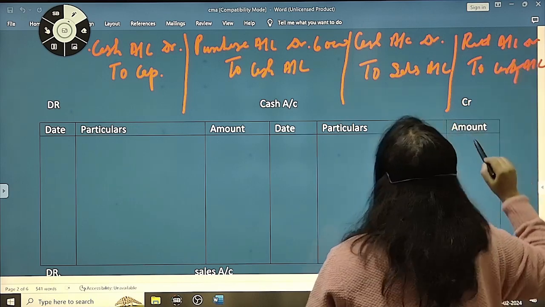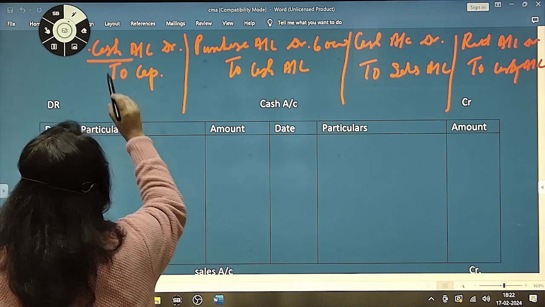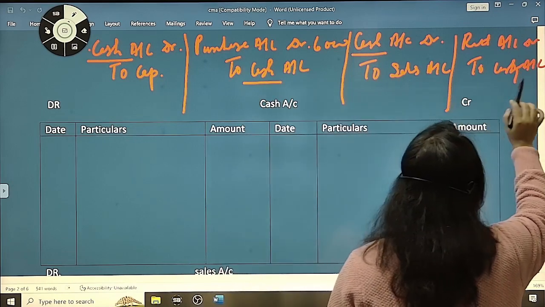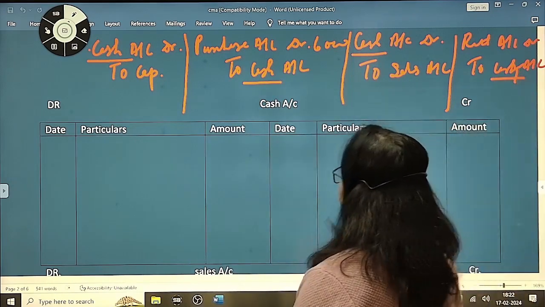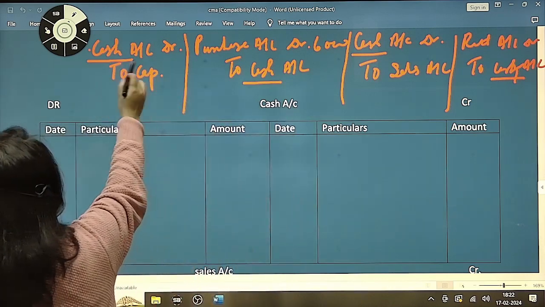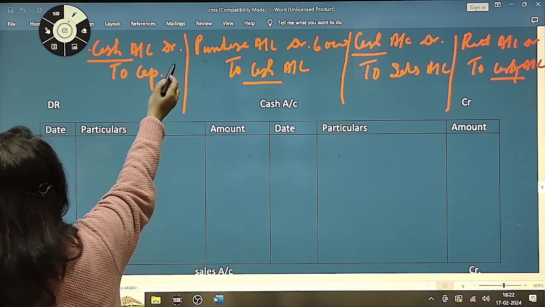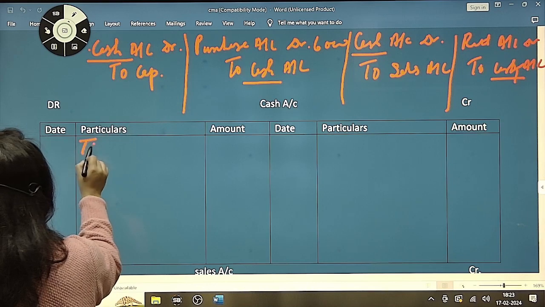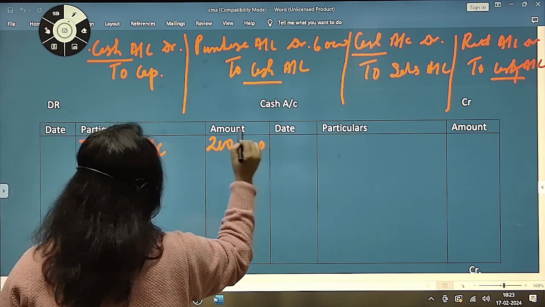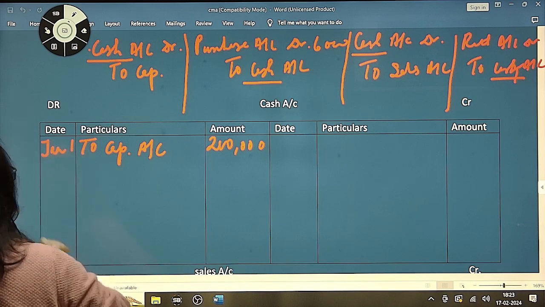Okay, so from these 4 journal entries, now we'll see everywhere we'll find cash. So here cash is debit, here also cash is debit, here cash is credit, here cash is debit, here cash is credit. Okay, so how we will give ledger posting in cash account. So from the first one, cash account debit. So cash is debit here, so we will write to capital account 2 lakhs. So here it is January 1.